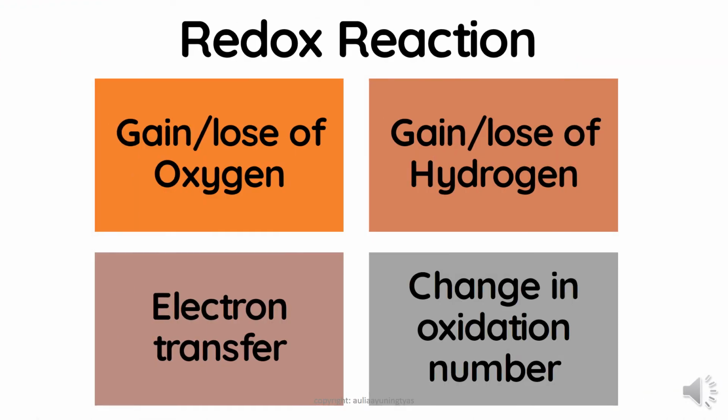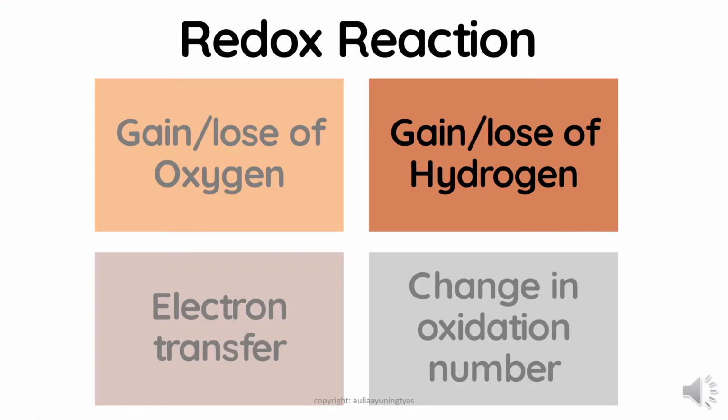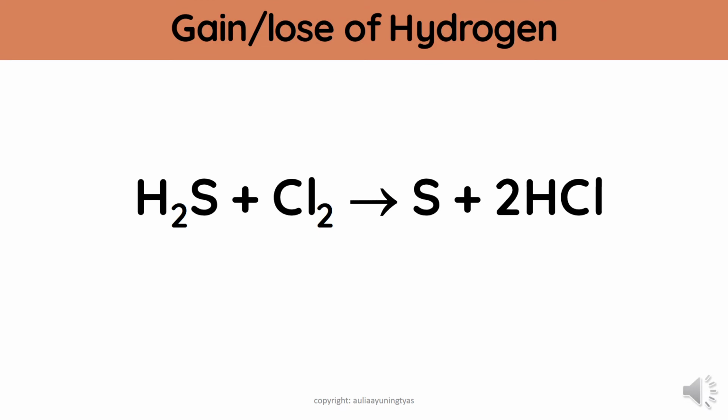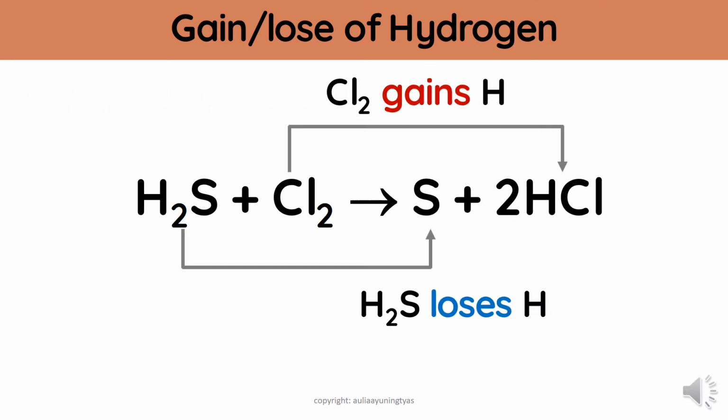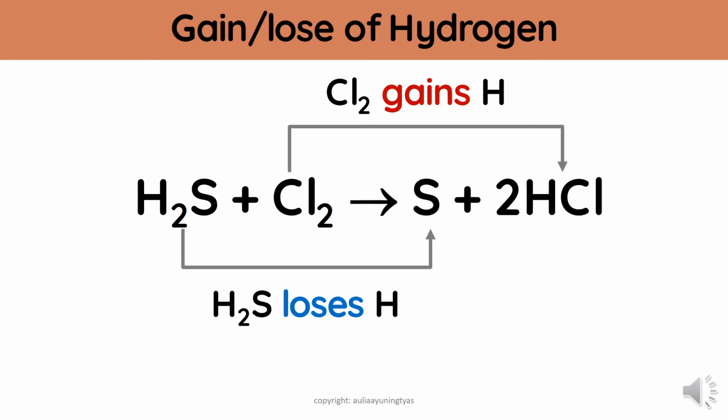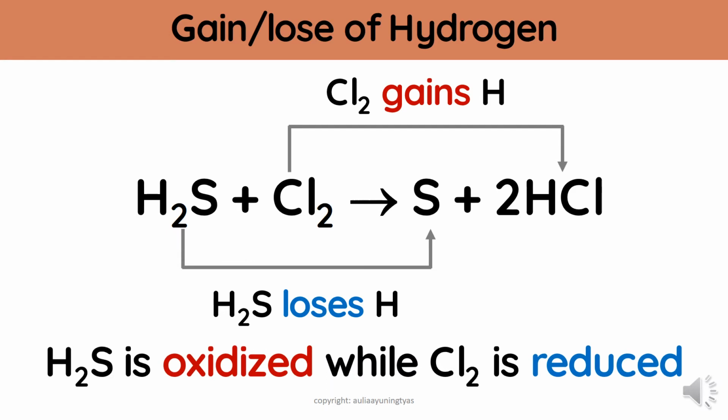Next one, gain or loss of hydrogen. In this reaction, after reaction, Cl2 gains hydrogen, while H2S loses hydrogen. Therefore, in terms of gain or loss of hydrogen, H2S is oxidized while Cl2 is reduced.